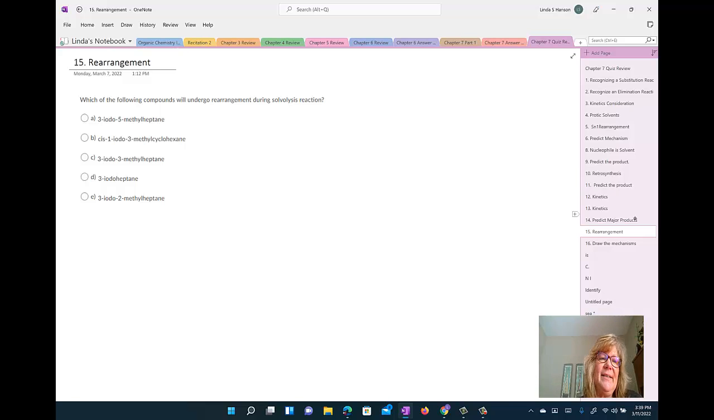So this question might seem intimidating, but it's really just asking you, based on structure, which one would have an advantage of rearranging the carbocation intermediate. So I have to draw them. Let's try this out. Here's the first one, heptane. 1, 2, 3, 4, 5, 6, 7. On carbon number 3, we have an iodine. And on carbon number 5, there's a methyl.